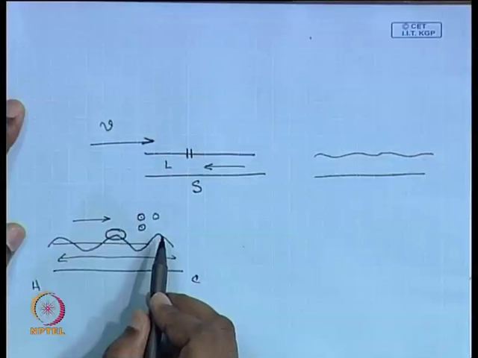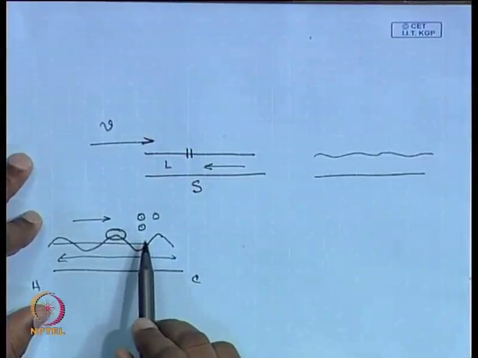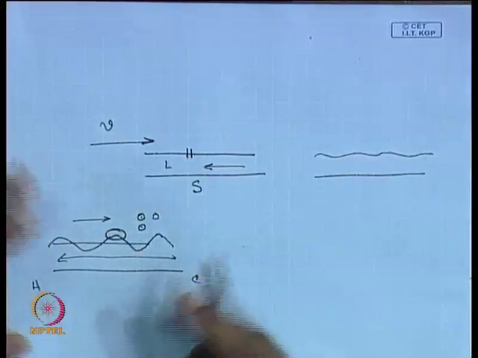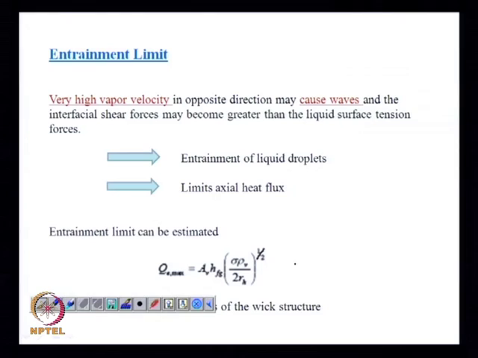When this entrainment happens, it is going to limit the heat flux that the heat pipe can handle, and the entrainment limit again can be estimated by a rough formula. Also, this would happen only for those heat pipes which are operating at very high heat flux conditions. So, we do not encounter entrainment and sonic limits very often in micro heat pipes, only in heat pipes operating at very high heat flux, and those are mostly standard or macro heat pipes, not micro heat pipes.